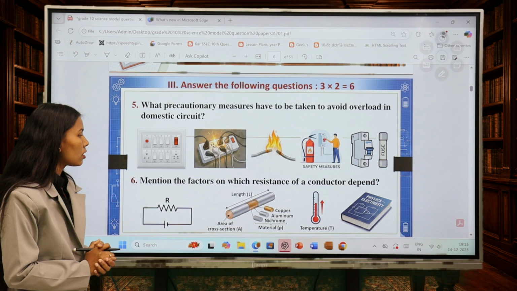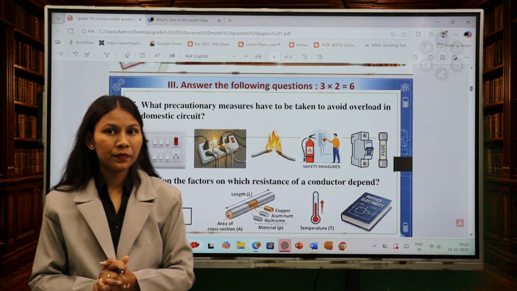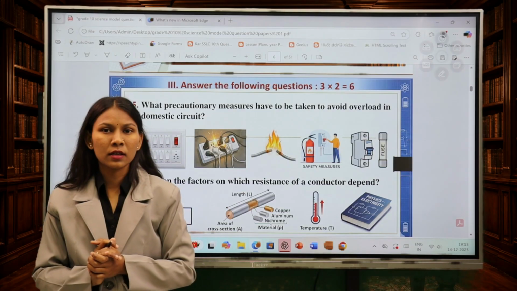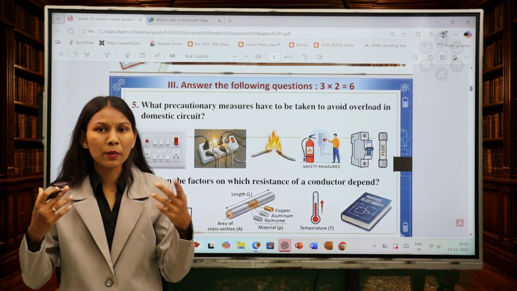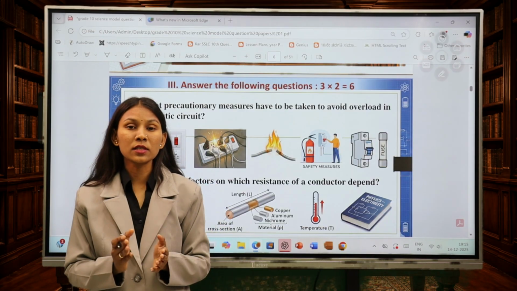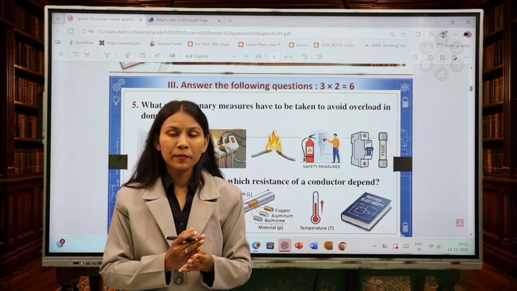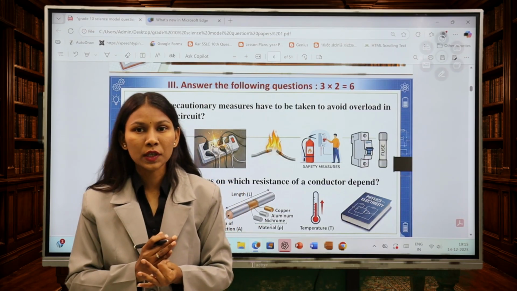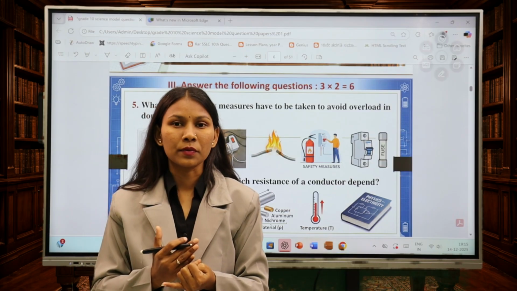Sixth question: mention the factors on which the resistance of a conductor depends. As you all studied in the lesson, that is electricity. What are the factors? Just remember. I'll tell you one by one. The resistance of a conductor depends upon the area of cross section, the length of the conductor, the material of the conductor as well as temperature.